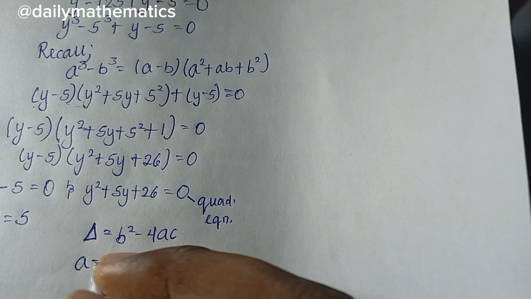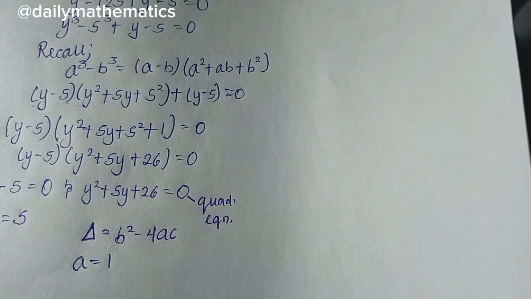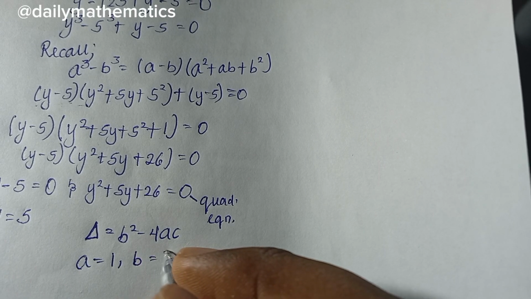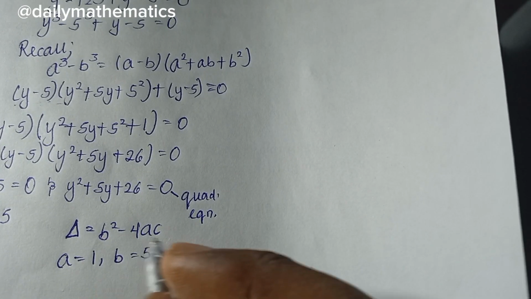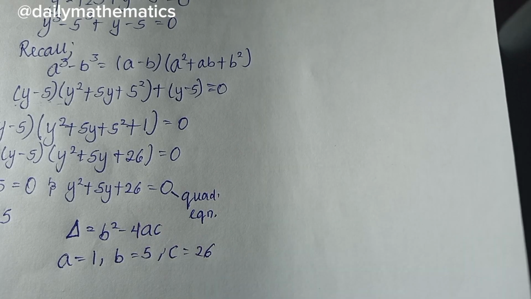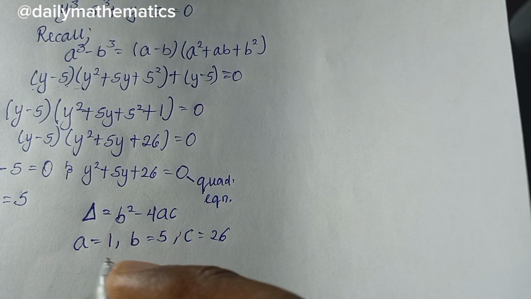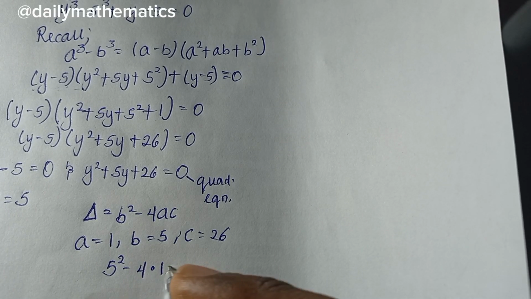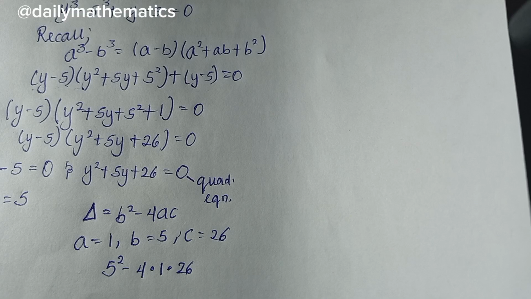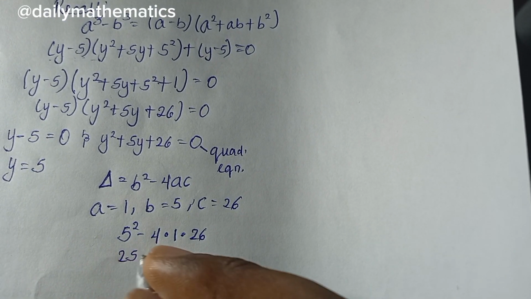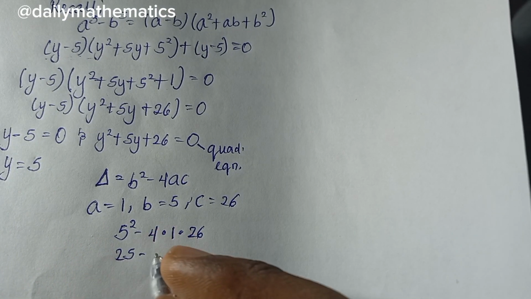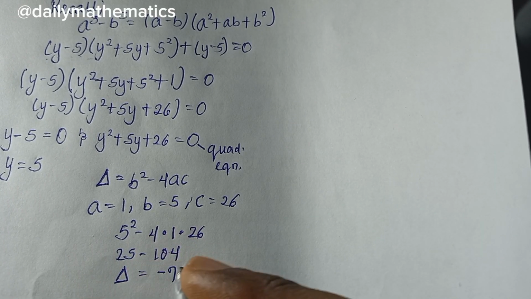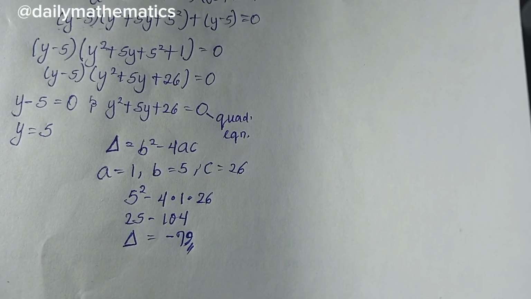So from here we know a is 1. A is the coefficient of y squared. A is 1. Here b is 5. B is the coefficient of y, and then c is 26. So from here, b squared, that is 5 squared, minus 4 times a, that's 1, times c, that's 26. So from here we have 5 squared, that's 25, then minus 4 times 1 times 26 is 104. Then delta equals minus 79. So delta here is minus 79.